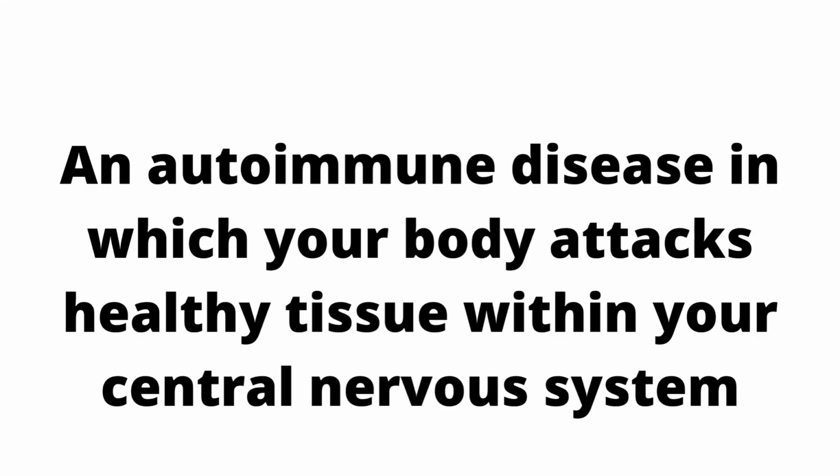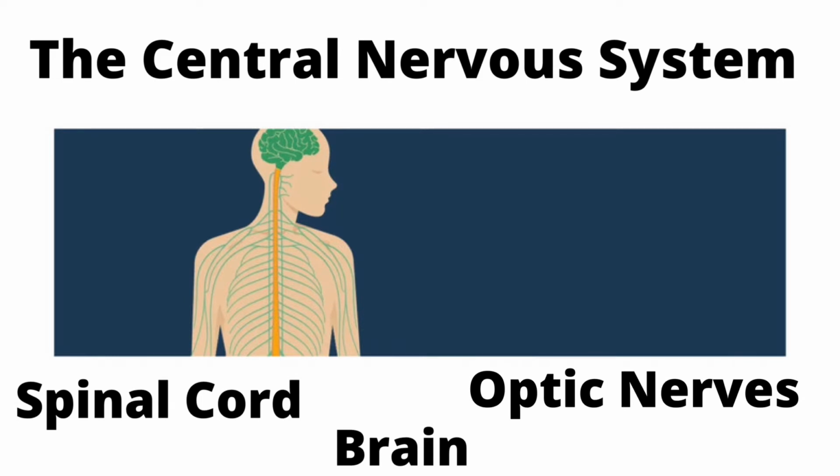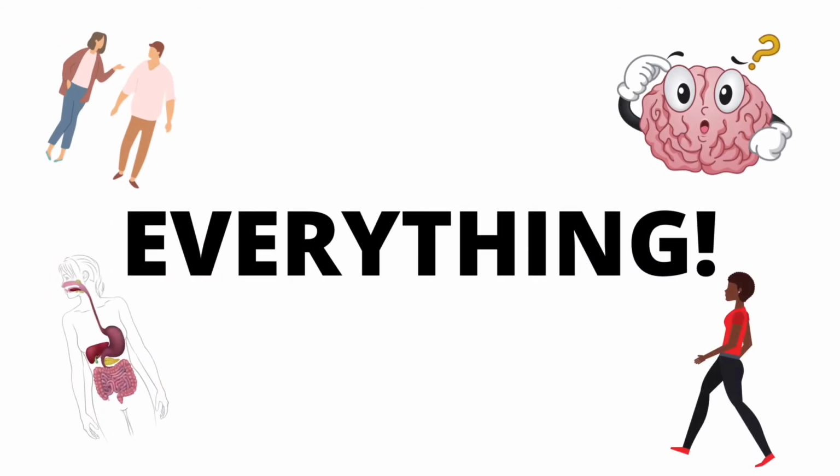Multiple sclerosis is an autoimmune disease in which your body attacks healthy tissue within the central nervous system. Now, the central nervous system is comprised of three parts: the brain, the spinal cord, and the optic nerves. Additionally, within the central nervous system, there is a complex network of nerves that are responsible for sending, receiving, and interpreting information from all parts of the body. This means that the central nervous system is responsible for everything we do, from walking to talking to thinking to our digestive system, literally everything we do.